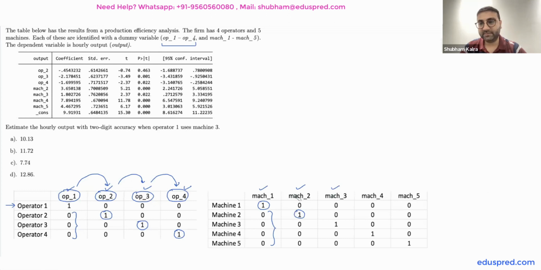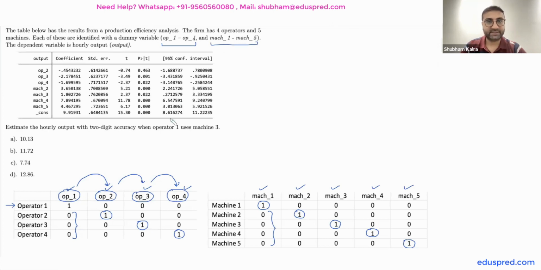The third dummy variable is MACH_3. This will give the value 1 if we are working with machine number 3 and 0 if we are working with any other machine. And similarly, you can also see for dummy variable 4 and dummy variable 5. Dummy variable 4 will give the value 1 if you are working with machine number 4, and dummy variable 5 will give the value 1 if you are working with machine 5. Okay, so this is how you have to read these dummy variables.